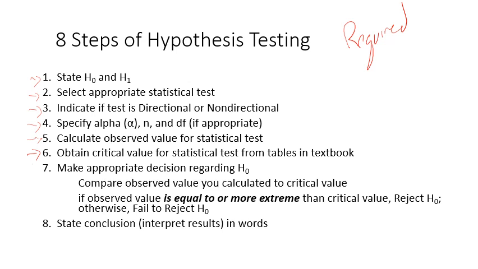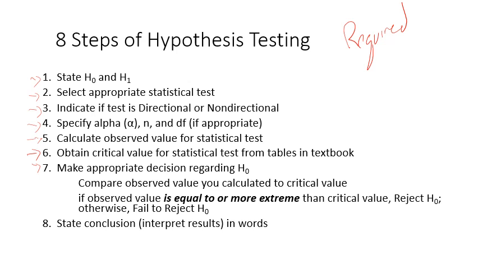Then step 7 is make a statistical decision. So step 7 is if you compare your observed to your critical, if your observed is equal or more extreme than your critical, we're going to reject H0. And an important note here is, why don't I just say if your observed is greater than your critical? Because sometimes your observed and your critical values are negative.